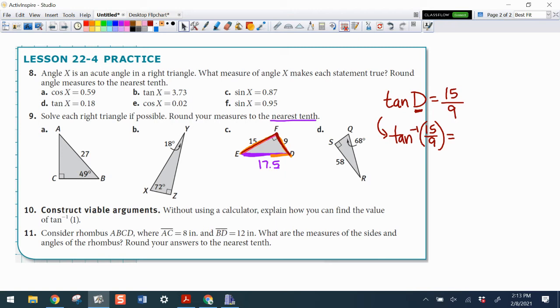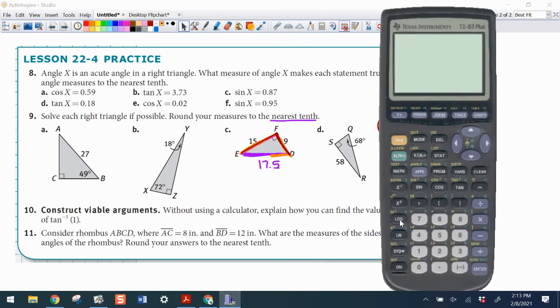I'm going to show you how to do that on our TI-83 as well as Desmos. So the tangent inverse of 15 over 9. We're going to access the inverse tangent function. So we're going to click on the second key first, tangent, and then 15 over 9, which you could reduce to 5/3 if you want. So the tangent inverse of 15 over 9 is 59.0, or 59 degrees.